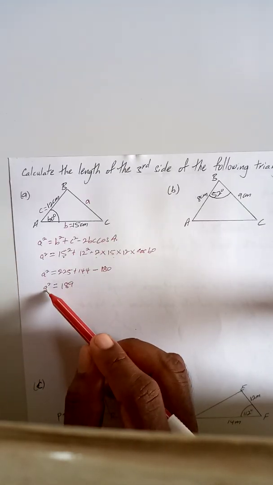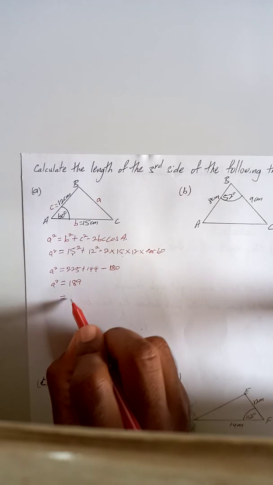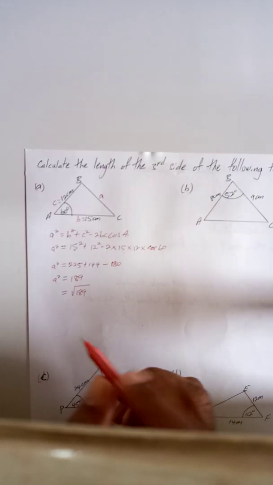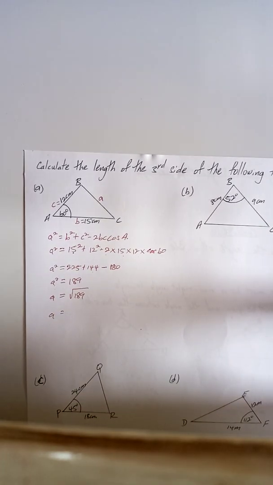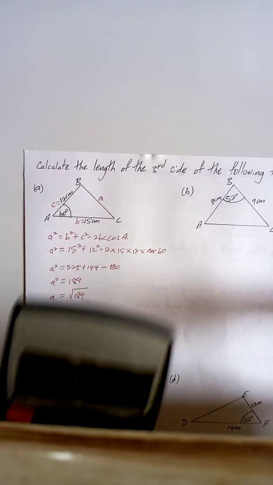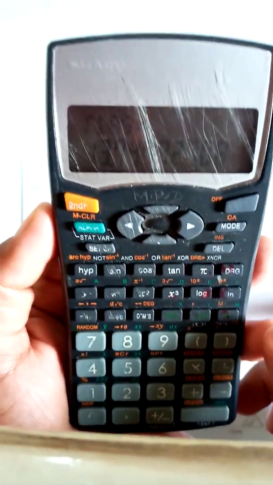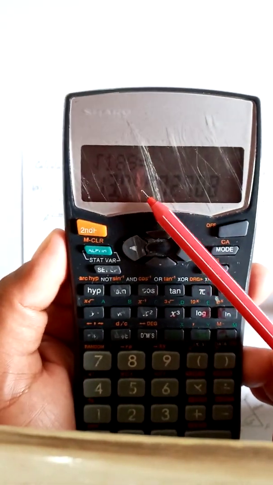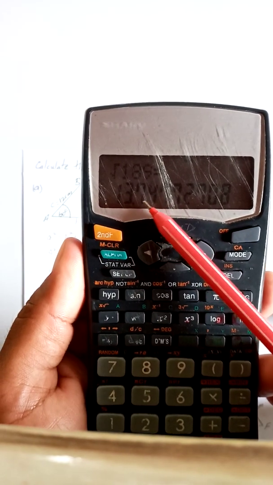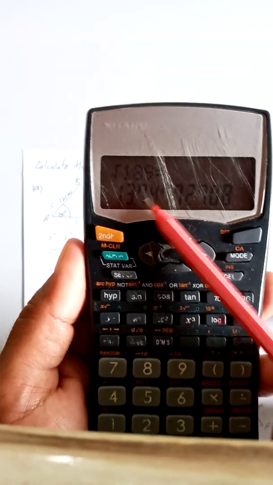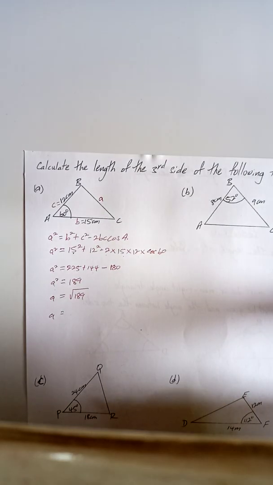Since we want to find a, we take the square root of 189. Let us write our answer to one decimal place. So if we square root 189, that will give us 13.7. Always remember, when we want to round off to one decimal place, we need to look at the second number. If that number is less than 5, we don't need to add anything there. If it's greater than 5, we need to add 1. So the answer will be 13.7.